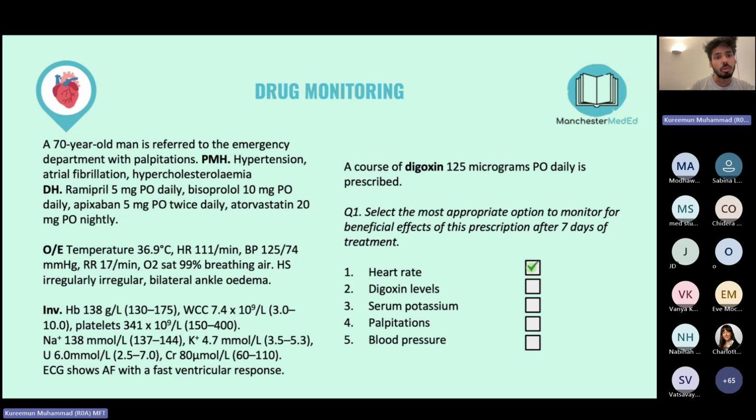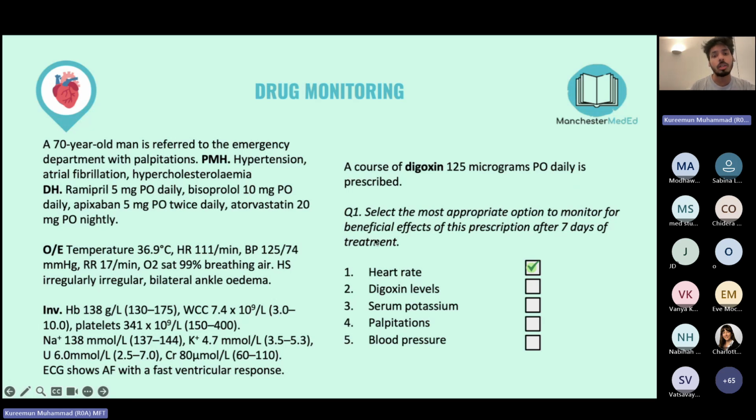So how would you know? Usually, even on the ward, the main symptom that the patient will tell you is that the heart is racing. So the way that you would know that it has acted beneficially for that patient is through their heart rate. So the heart rate is the most important option here for beneficial effects.